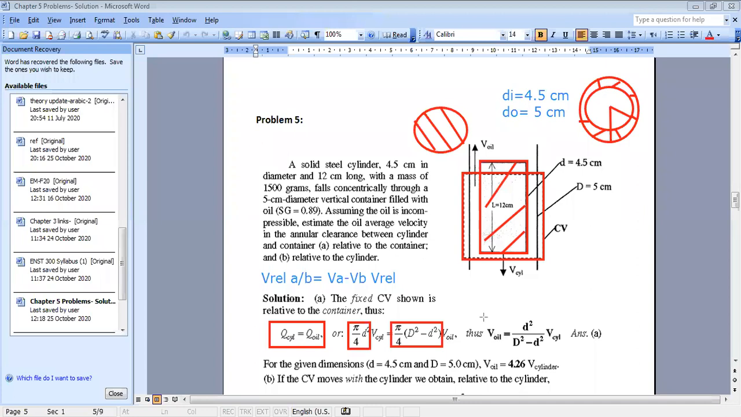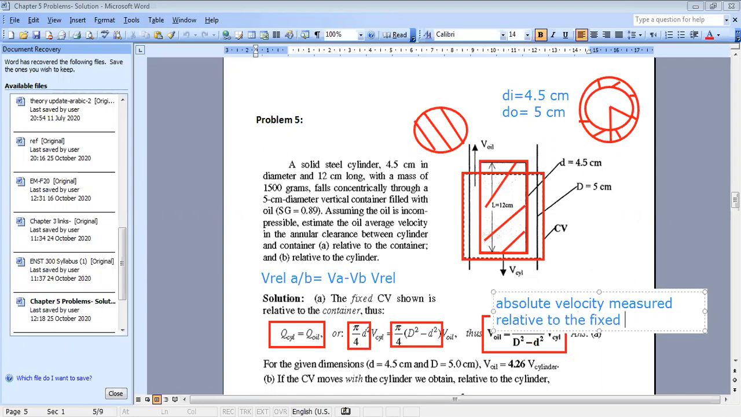Okay, so here the result you got is V oil absolute. So this is the absolute velocity, which is measured relative to what? Measured relative to the fixed control volume, which is the container. Okay, which is here, it's part of the container.